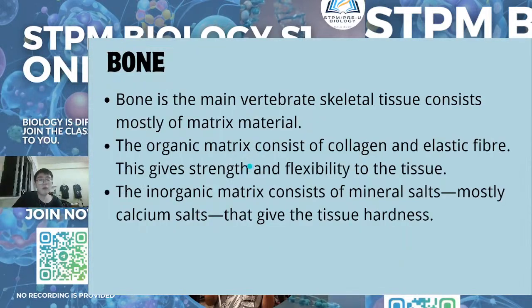Okay, bone, our tulang, our bone is also one type of the connective tissue. So bone is the main vertebral skeletal tissue, consisting mostly of matrix material. Our matrix material contains collagen and elastic fiber. So this gives the strength and flexibility to the tissue. It also contains inorganic matrix consisting of mineral salt, mostly calcium salt, that gives the tissue hardness.